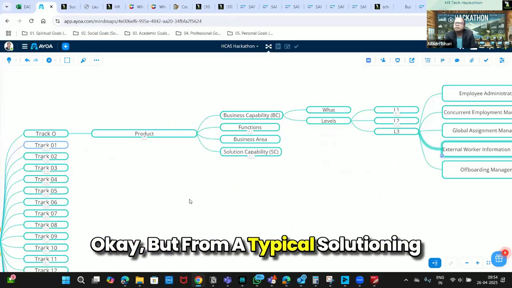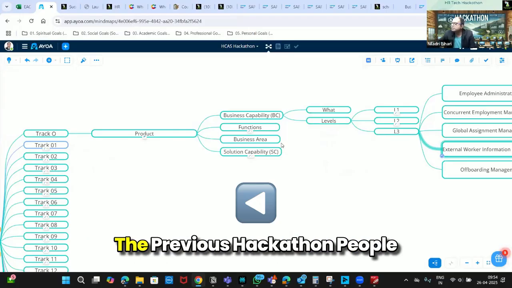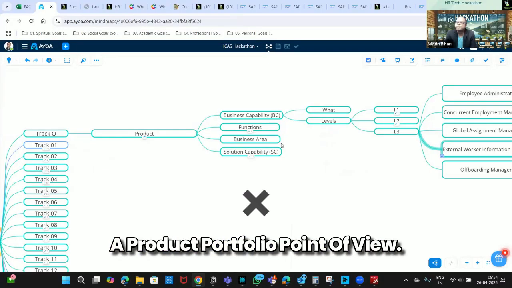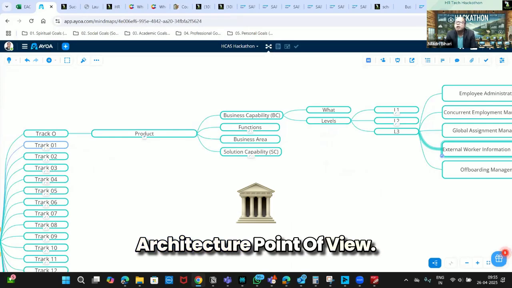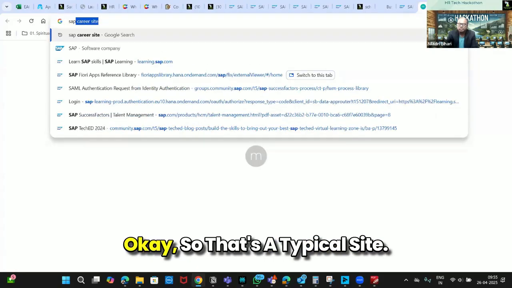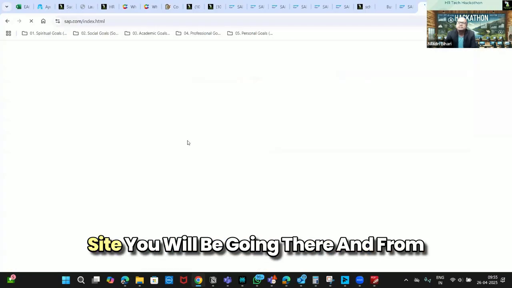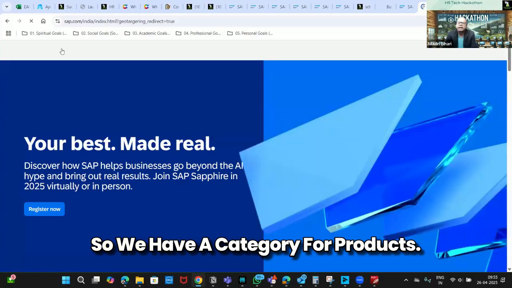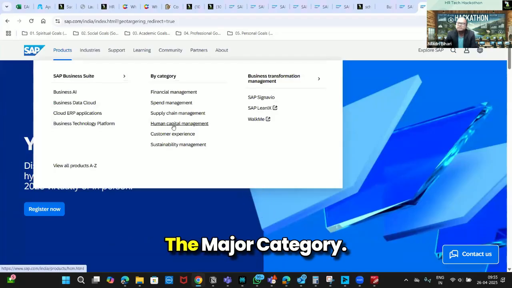But from a typical solutioning point of view, the previous hackathon people have attended my session, where I talked more from a product portfolio point of view. This time we have talked from an enterprise architecture point of view. If you talk from a product point of view, you have to go to SAP.com, the SAP official site. From there we have a category called products, and under products, Human Capital Management is the major category.